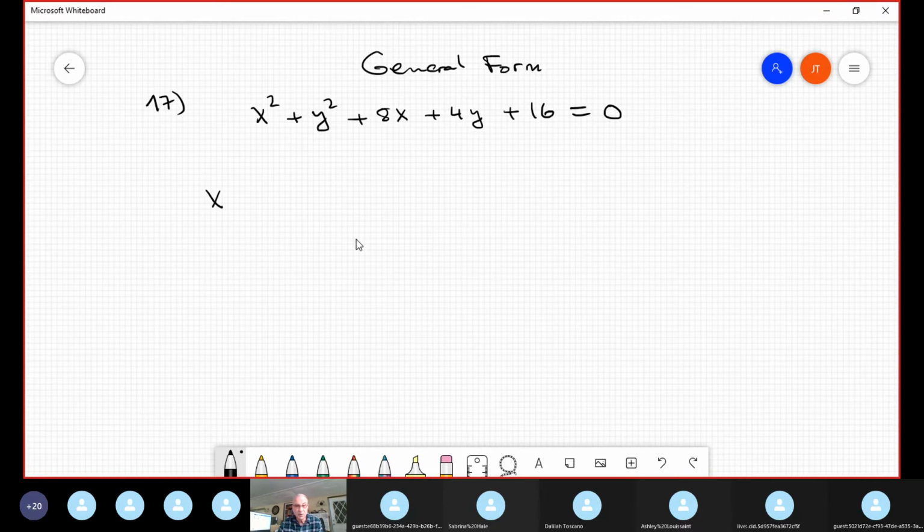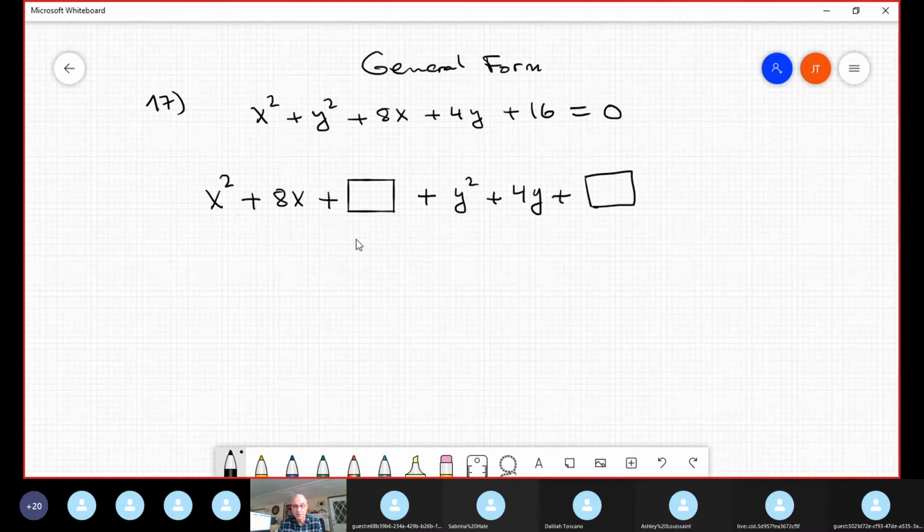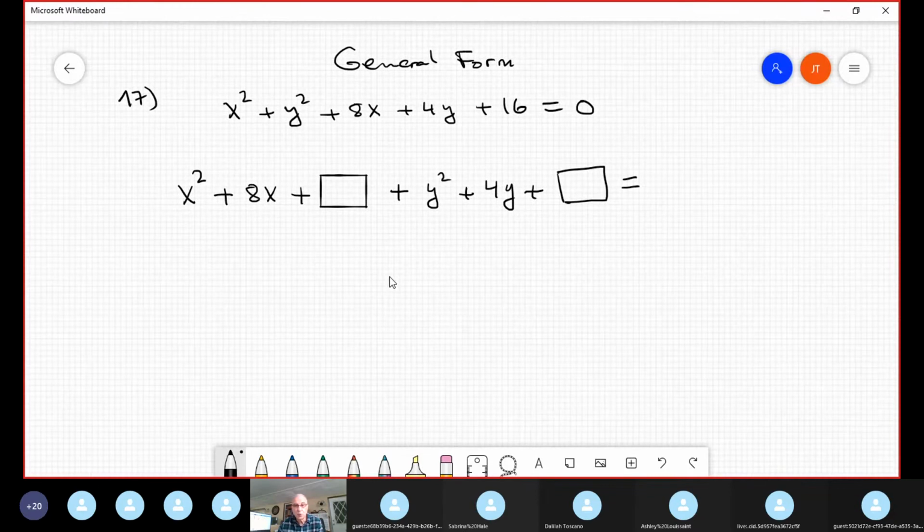So you copy x squared, bring down ax, and you complete the square using the magic number. Bring down y squared plus 4y, and you complete the square for the y part. In the right hand side, I move negative 16. And I add these two boxes because this is the number that I introduce totally artificially to complete the square. This is the organization.